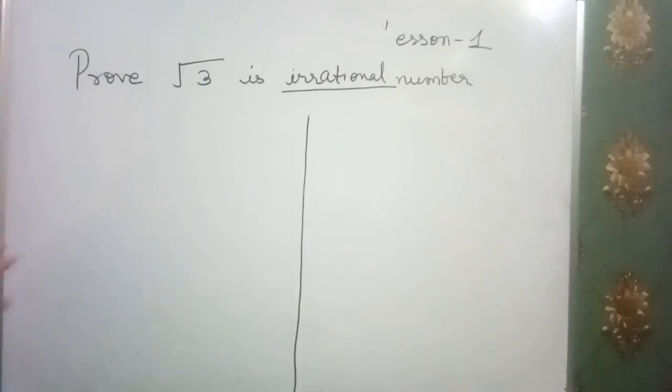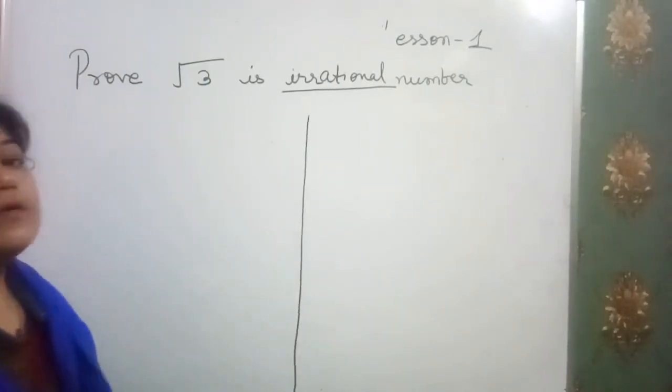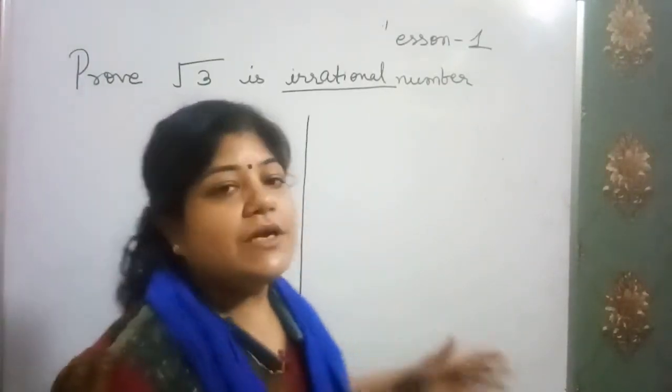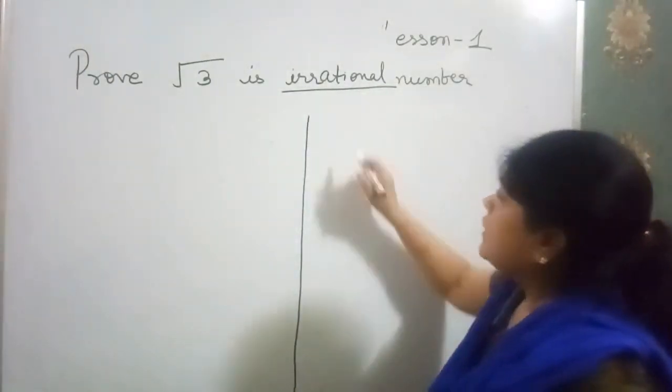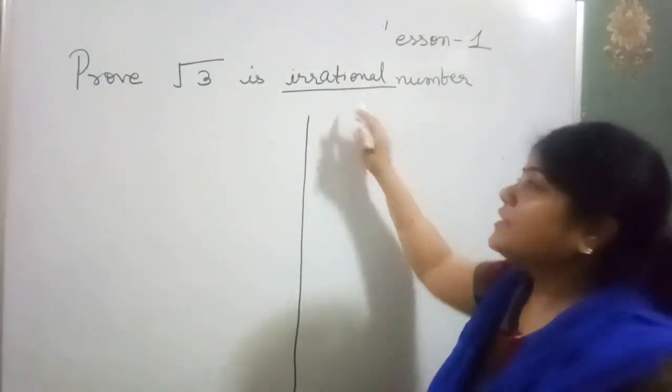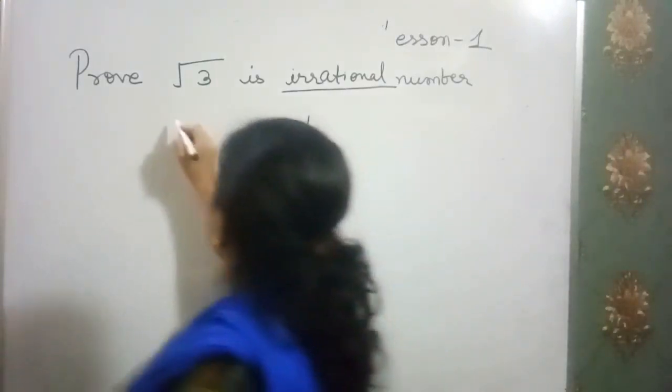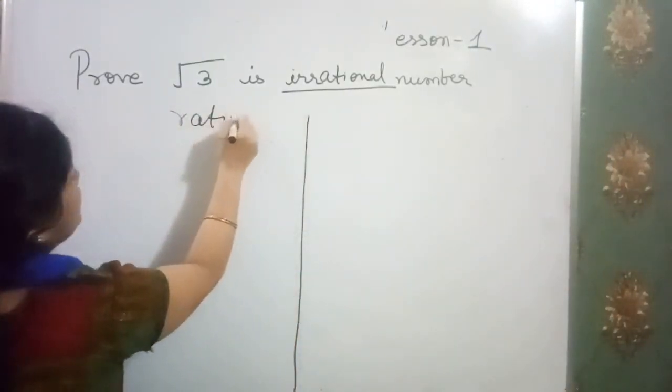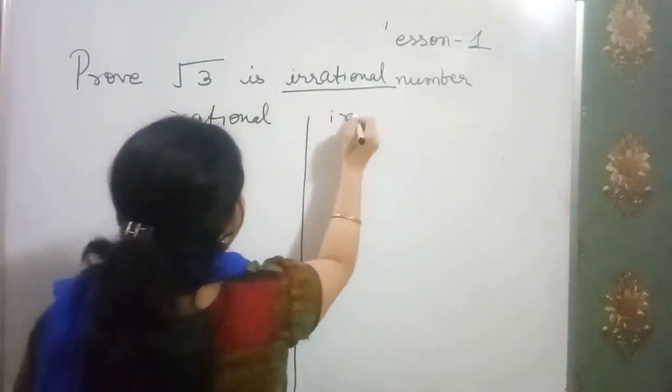We have these types of questions in our syllabus and we have to solve them, and we are not able to understand how these questions can be done. There's a term written over here, irrational number. Firstly, I want to explain the difference between a rational number and an irrational number.